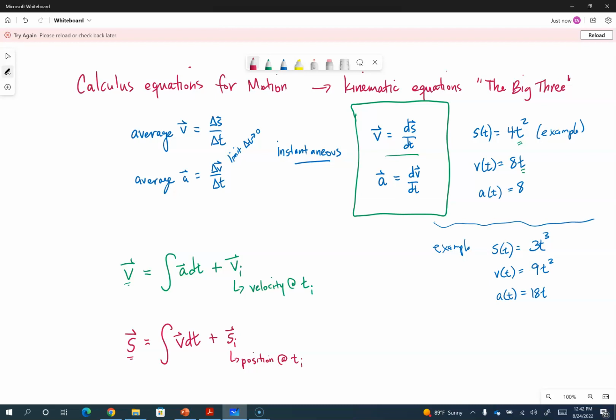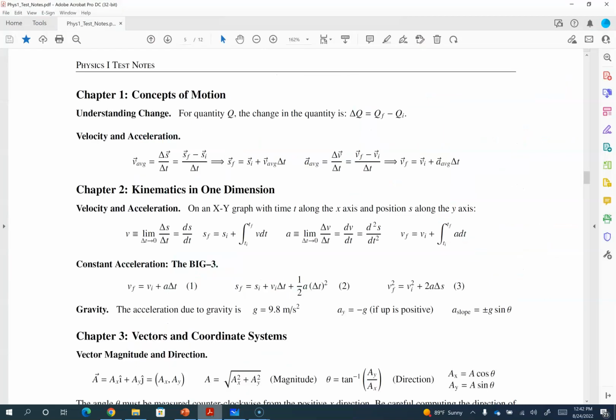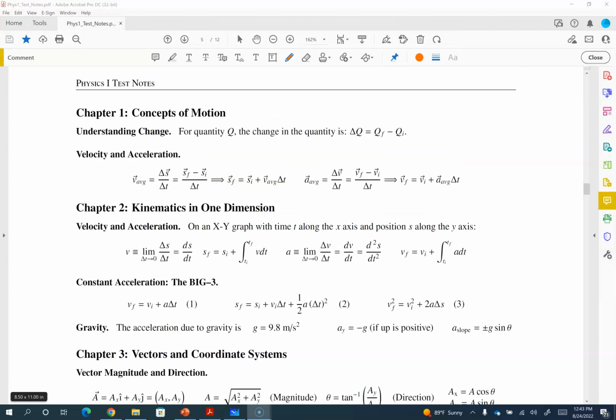You don't need to memorize these equations. They're in the test notes. As a reminder, our test notes from this semester, these calculus relationships are in chapter 2. We see these calculus relationships right here. Velocity and acceleration. The velocity is defined as, I don't know if you've seen that 3-bar equal sign. That means not only is it equal to, it is also defined as.